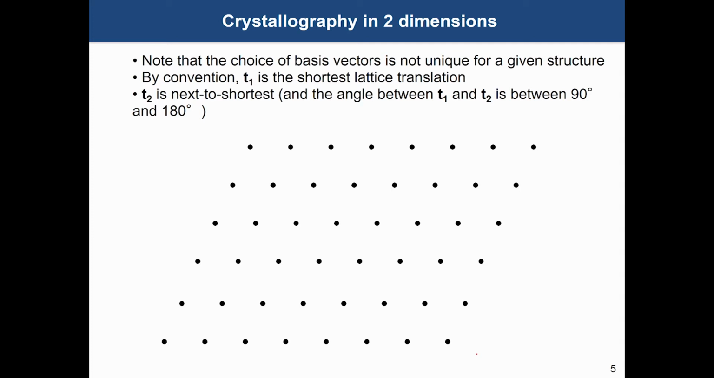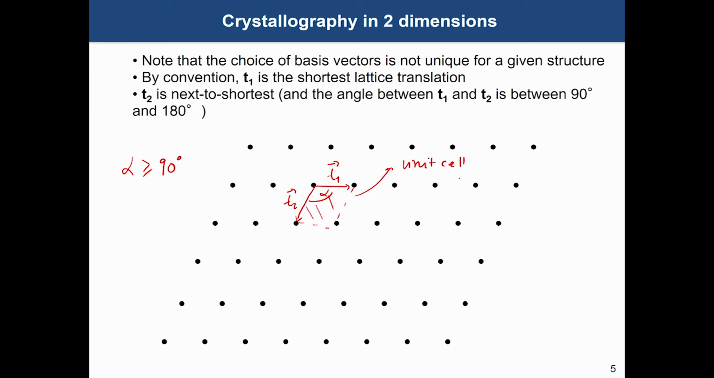So, by definition or by convention, T1 will be the shortest vector in the lattice itself, and T2 will be the next in length, where the angle between these two has to be equal to or larger than 90 degrees. Okay? And the parallelogram that is defined by these two vectors is called a unit cell.